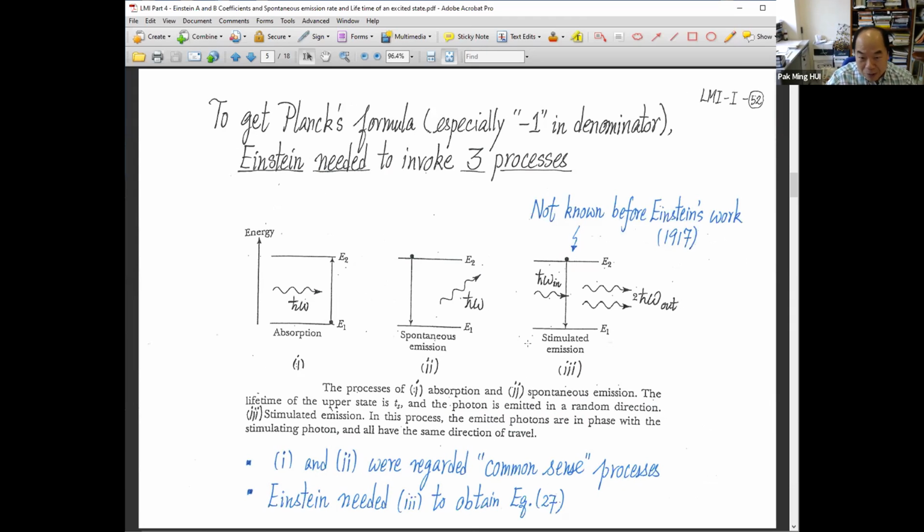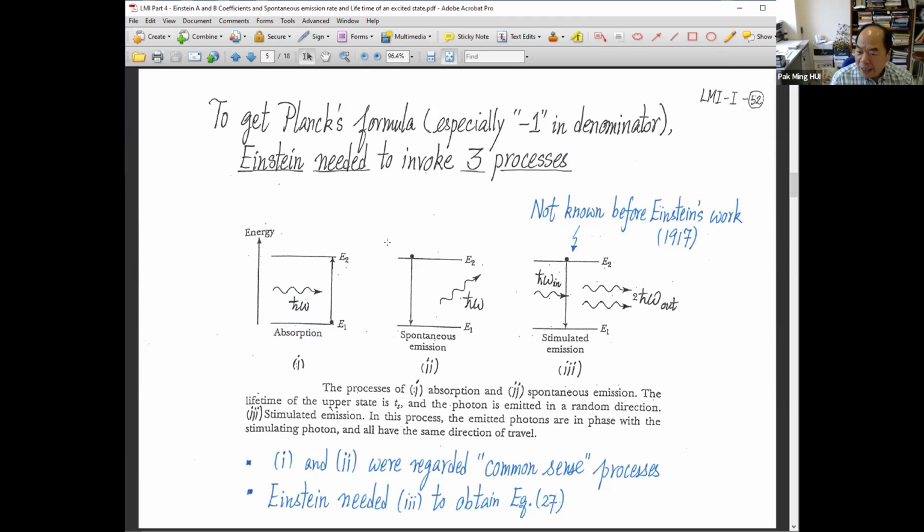In order to get this minus 1 in the denominator, he needed 3 processes. Not 2, but 3 processes. The 3 processes that he invoked in his work are the following. Very ordinary, right? The first one is absorption. So there are 2 levels, lower, higher. When h bar omega comes in, the photon is known, okay? He was responsible, photoelectric effect. So when the energy is right, there can be absorption. That's what Einstein said, ordinary.